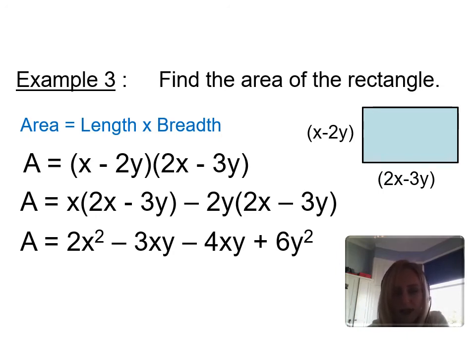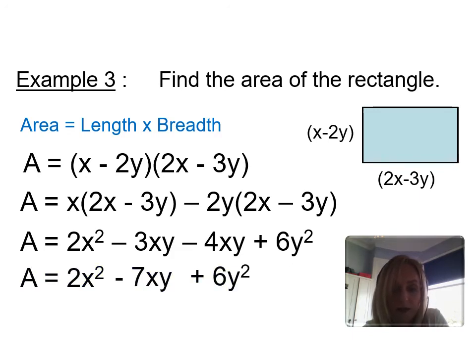Okay, when I have these sort of 3xy, 4xy, you know, it could be yx or xy. Generally, what you would normally see is that it goes in alphabetical order. It just looks a bit better. We can then tidy that up. So the first and last terms we can't do anything with, but minus 3xy minus 4xy becomes minus 7xy. And then we've got our plus 6y squared on the end. And that's it. That's our expression for the area of a rectangle.